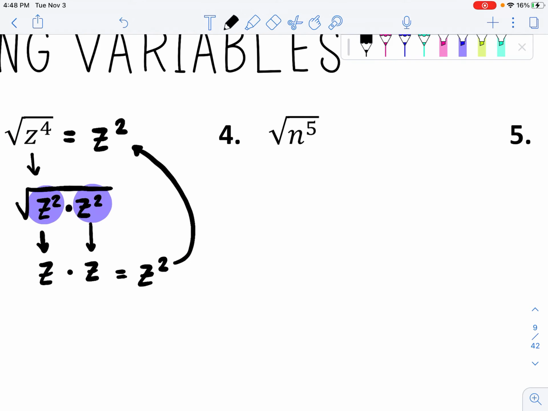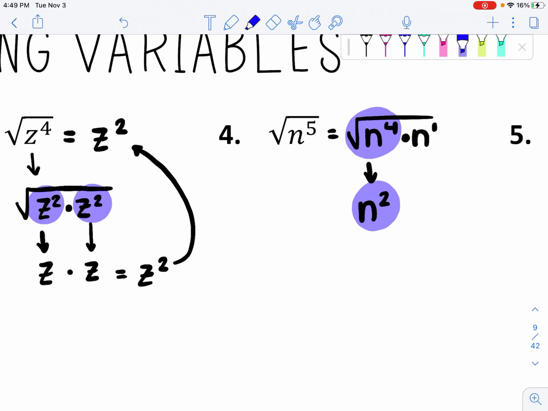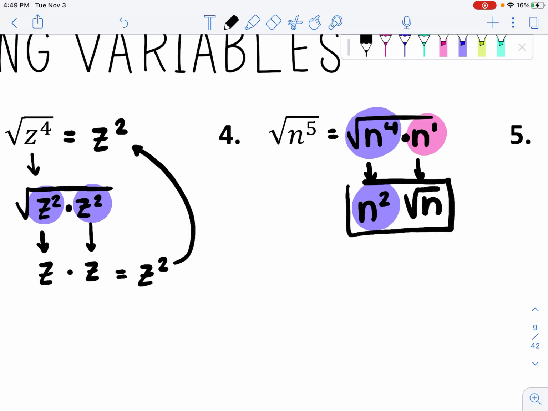Number 4, n to the fifth. That's not even, but what I can do is rewrite this as n to the fourth times n to the first. The square root of n to the fourth is going to give me n squared. And the square root of n to the first, well, that is trapped. So I get n squared times the square root of n.